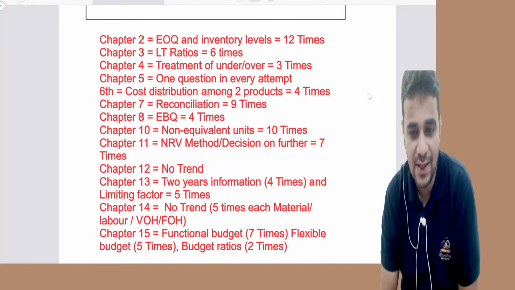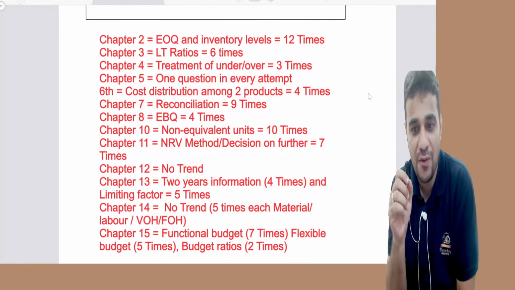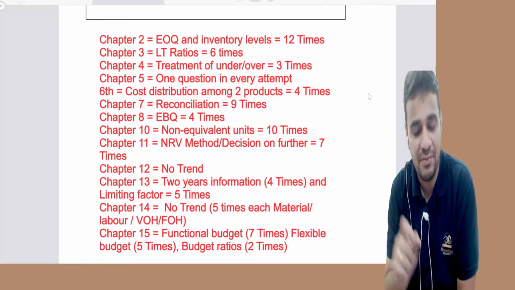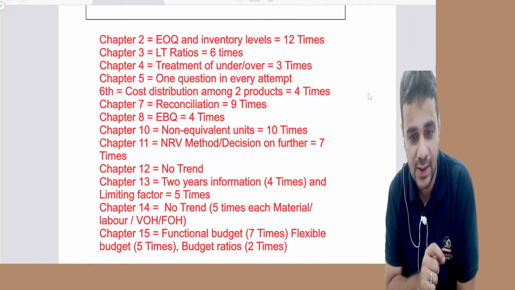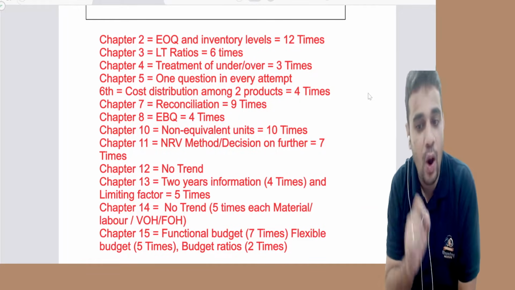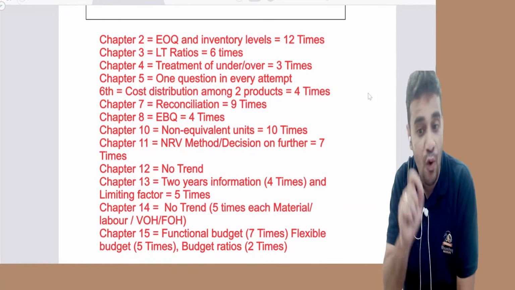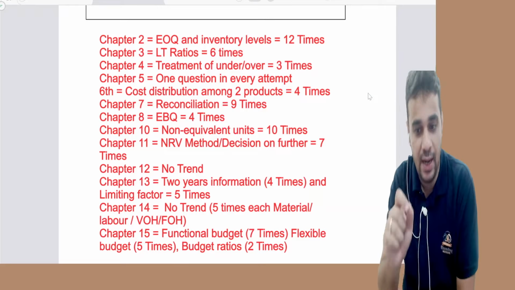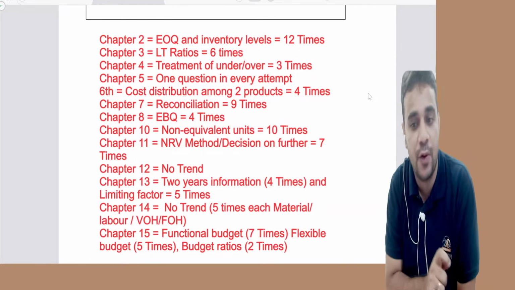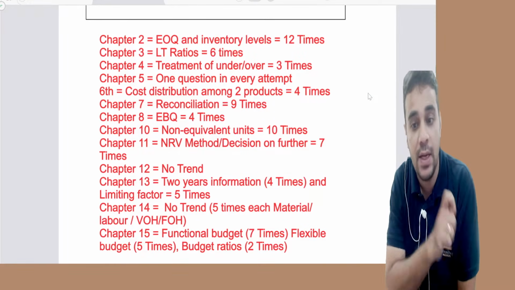Hi friends, I had released one frequently tested area for CA Inter Costing. In that, in cost sheet, we had one type of question which has come four times in exams till now. And I'm going to give you my regular video for that question. I'm just recording a 1 minute video before that.